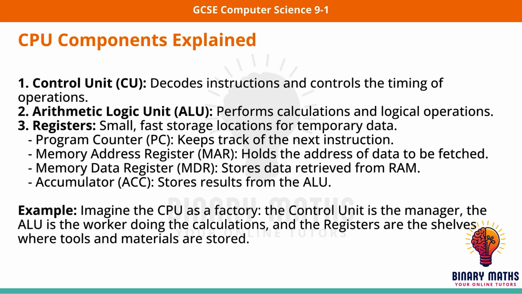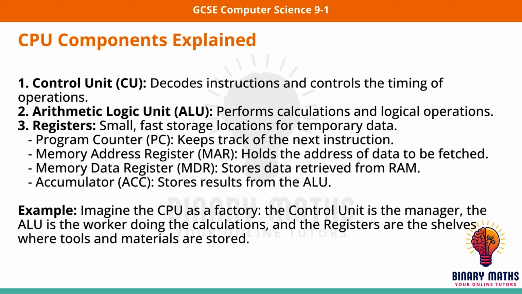Okay, so inside a CPU, there are several key components that work together to process data. First, we have the control unit. Think of the control unit as a manager of the CPU. It decodes instructions and controls the timing of operations. Next, we have the arithmetic logic unit. This is where all the calculations and logical operations happen. If the CPU is a factory, the ALU is the worker doing the math.